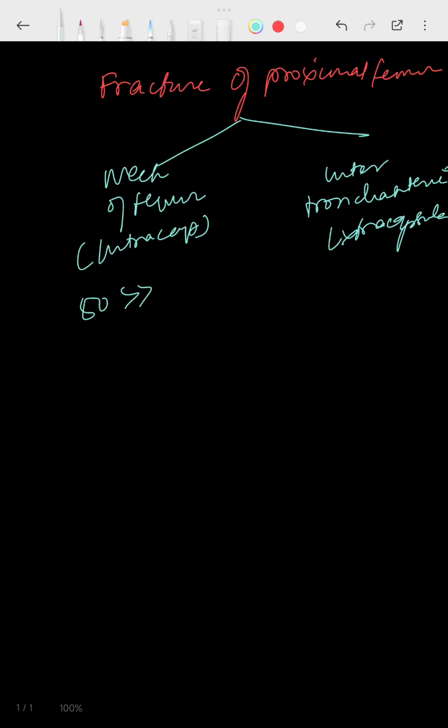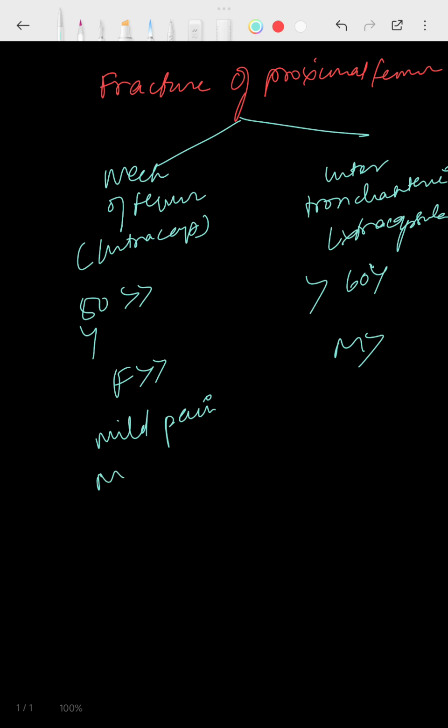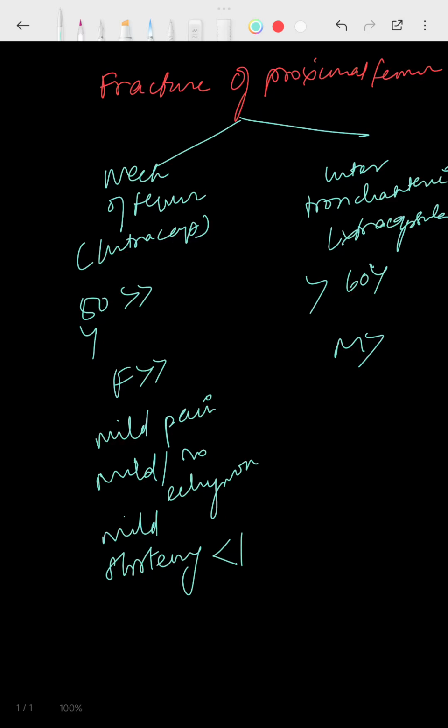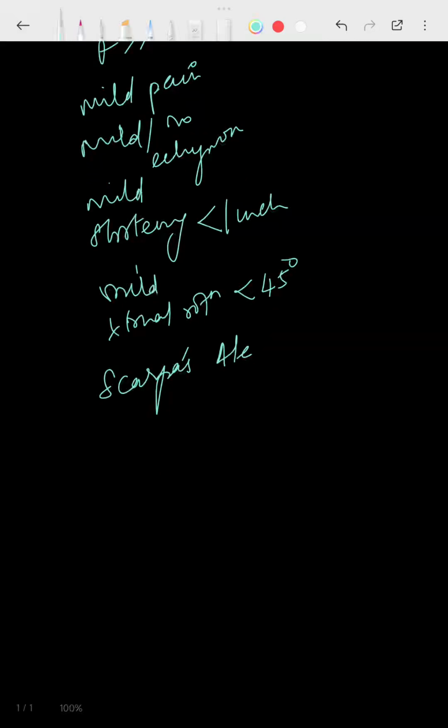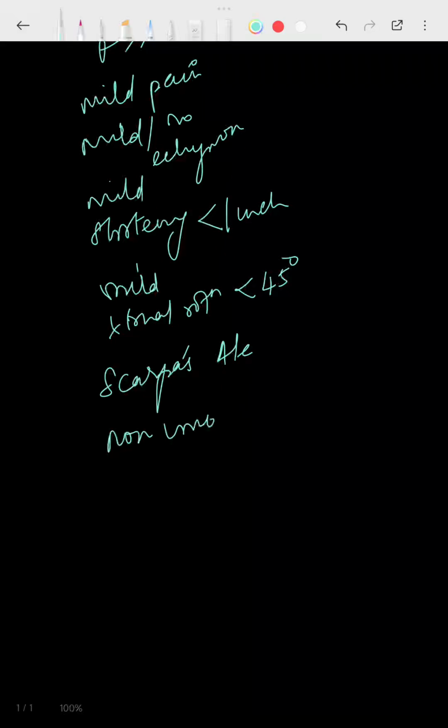So it is more common above 60 years. It is more common in female. The other is more common in male, and it is associated with mild pain, mild or no ecchymosis, mild shortening, that is shortening less than 1 inch, and mild external rotation, that is less than 45 degree, and tenderness at Scarpa's triangle. Scarpa's triangle is your femoral triangle, and basically it does not unite. Most common complication is non-union here.